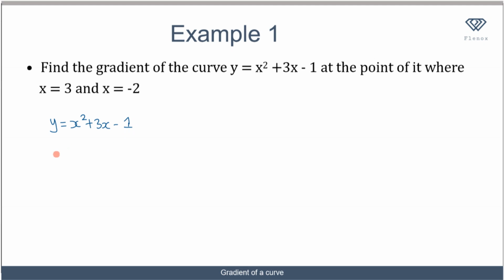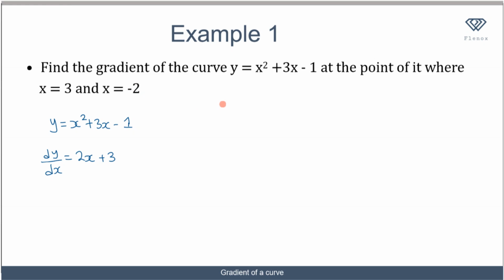So to find the gradient function, we just have to differentiate. So we have dy over dx is equal to, when we differentiate x squared, we get 2x, and when we differentiate 3x, we get 3, and this minus 1 becomes 0. So I have my gradient function dy dx to be equal to 2x plus 3.